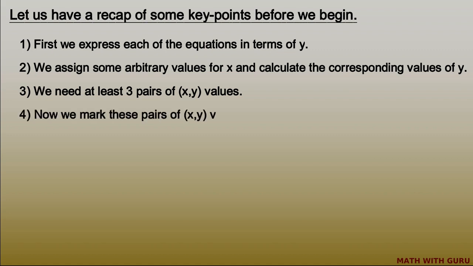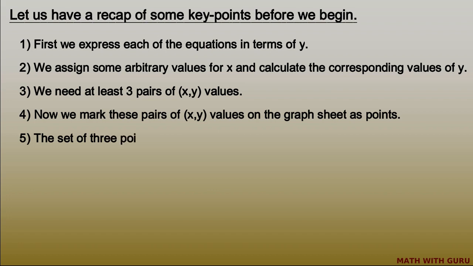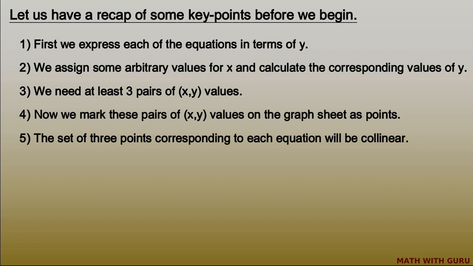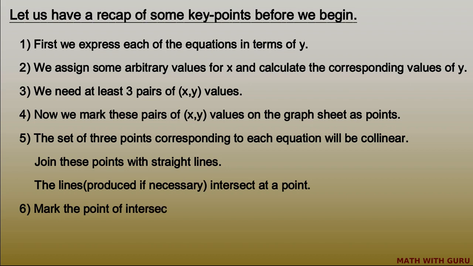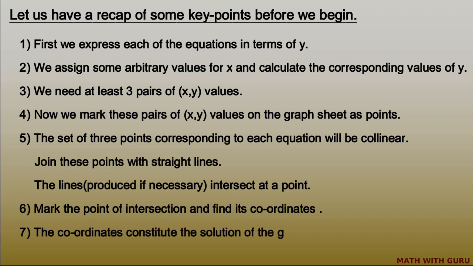Now we mark these pairs of xy values on the graph sheet as points. The set of 3 points corresponding to each equation will be collinear. They will be in a straight line. Join these points with straight lines. The lines produced, if necessary, intersect at a point. Mark the point of intersection and find its coordinates. The coordinates of the point of intersection constitute the solution of the given pair of linear equations.